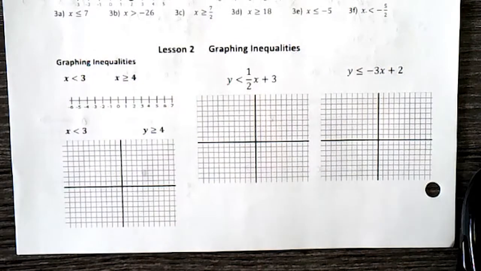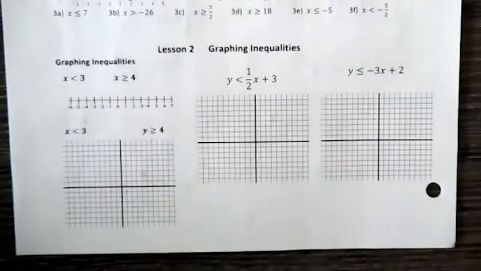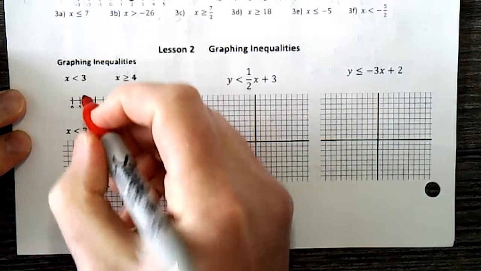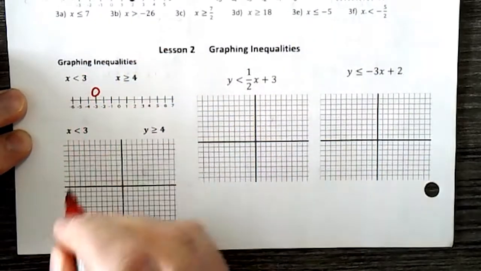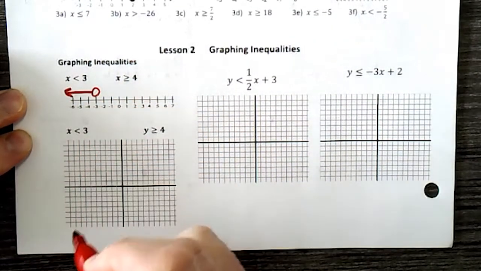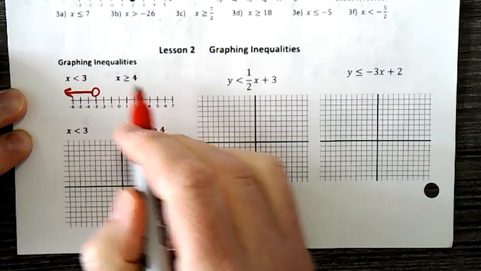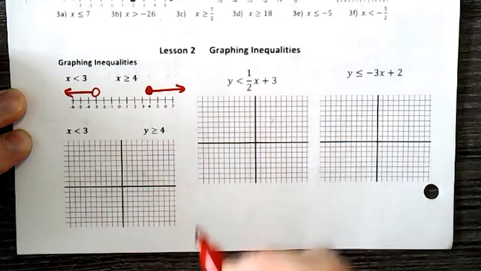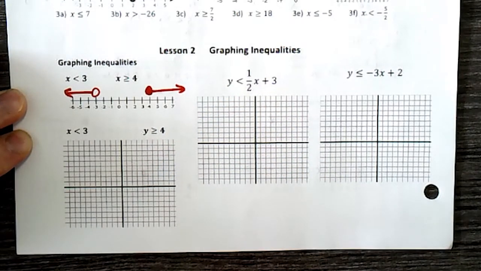So now let's try some examples in the notes package. What we learned in the last lesson: x is less than 3, white dot, and point the arrow. x is greater than or equal to 4, and greater. So we have two different things to show.